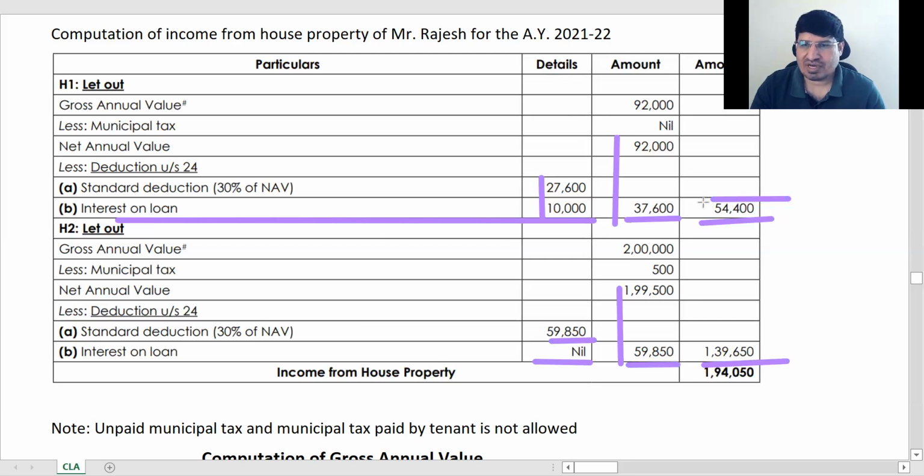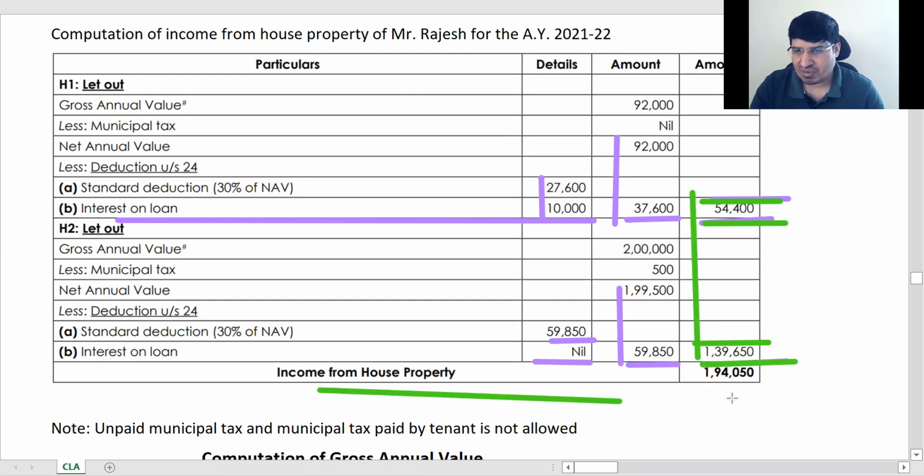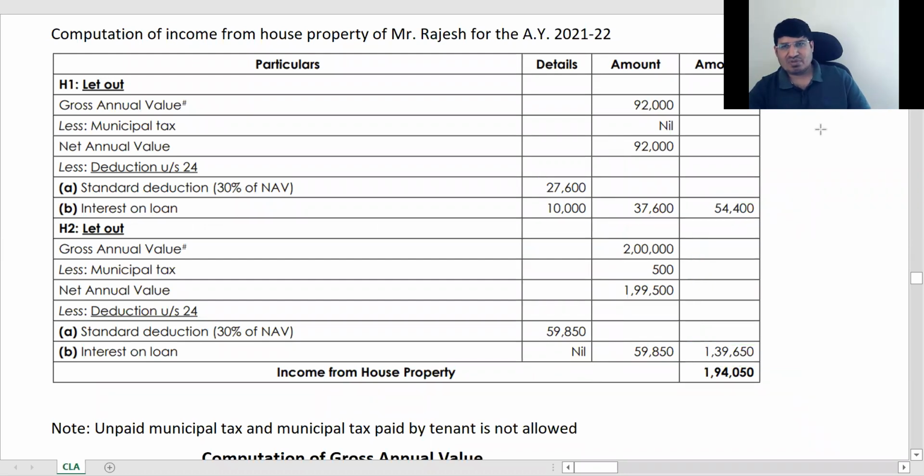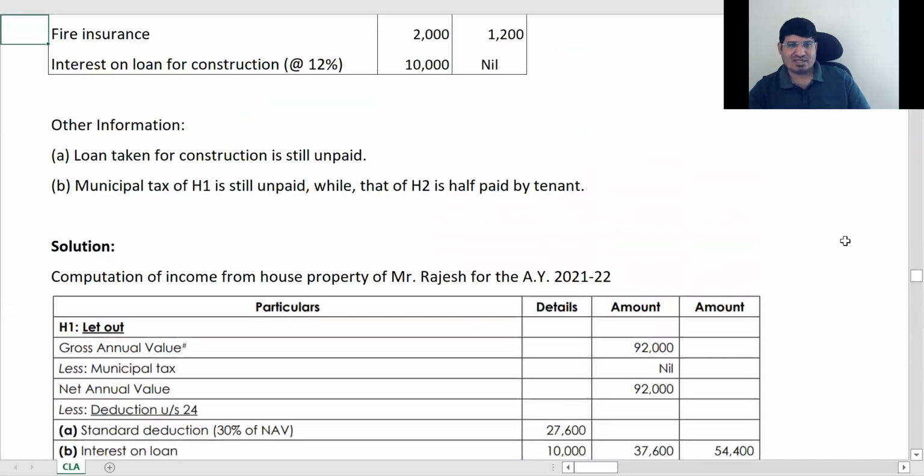So the value of house 1 is this, the value of house 2 is this. Now add both of these and you will get the total income from house property. If there are several properties, you have to add all of them, whatever individual values you are getting, and put the total as income from house property. So this is the problem. Any doubt? This was straightforward, there was nothing in it. This was like our regular problems, correct?